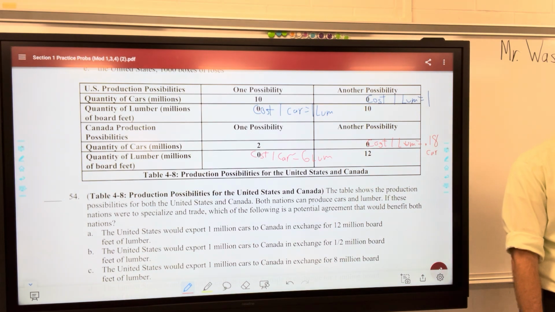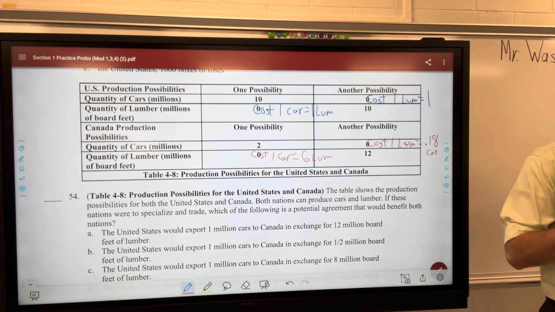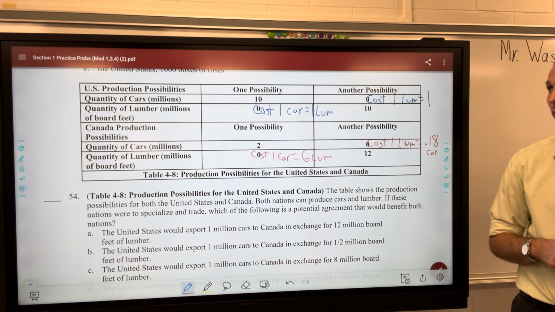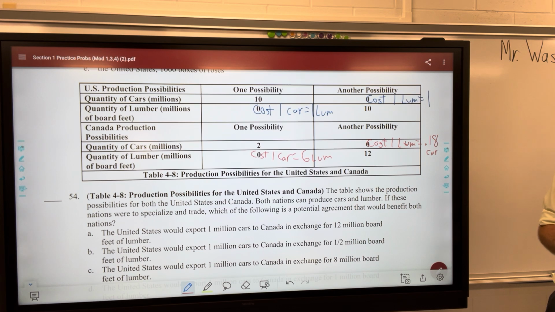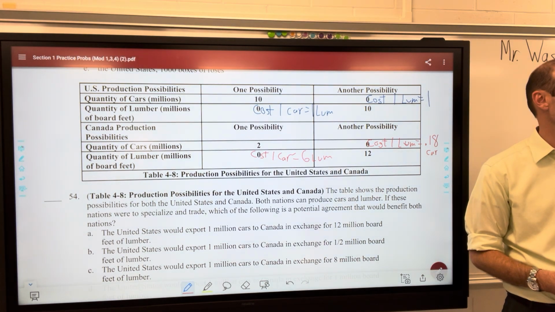All right, all good? So now, here's how you find a trade ratio. First off, who has the comparative advantage in producing cars? Ooh, take a second. You need to be able to answer this. Who has the comparative advantage?